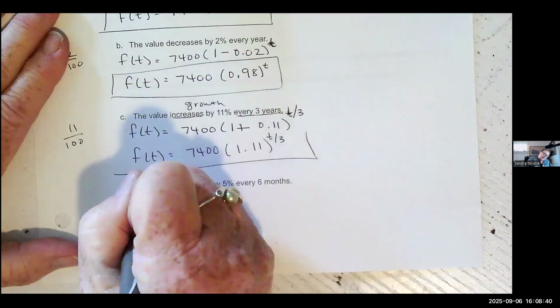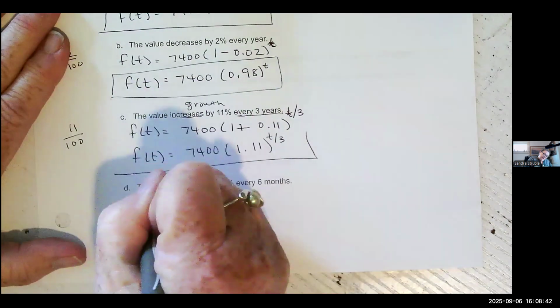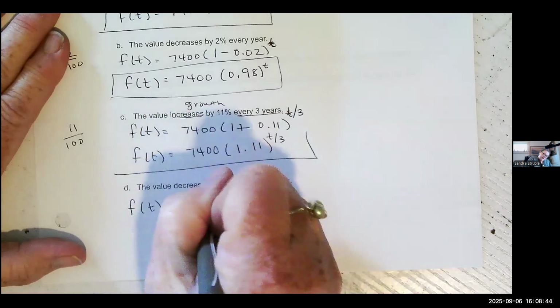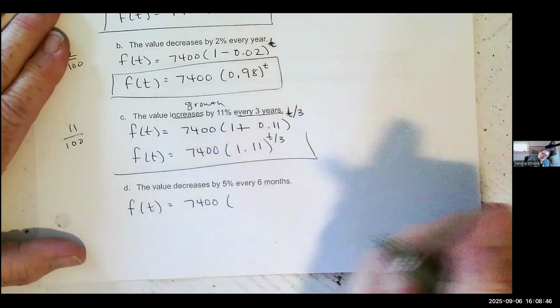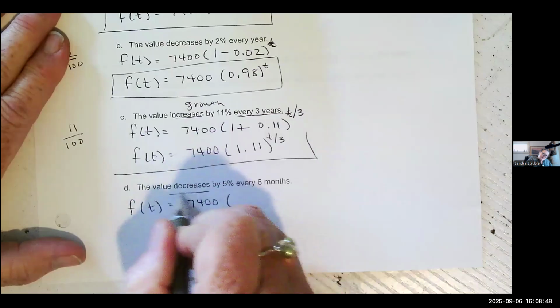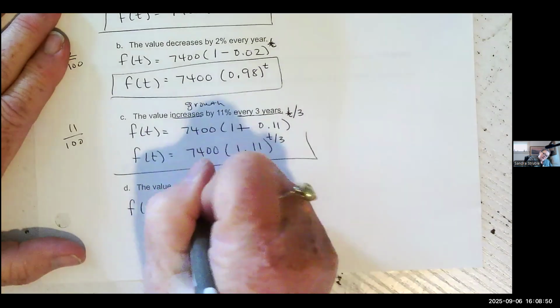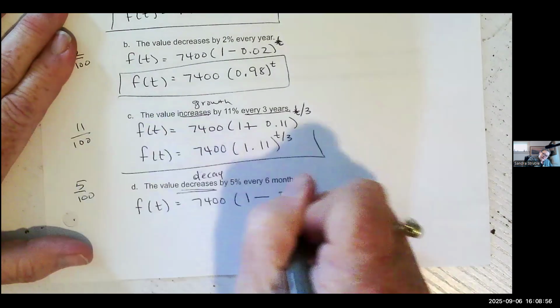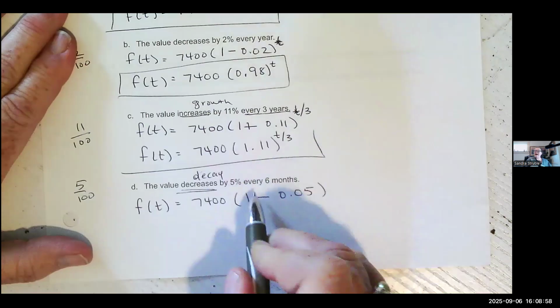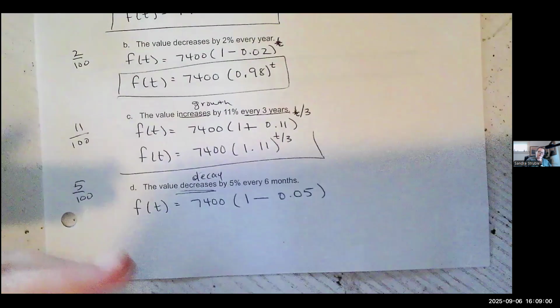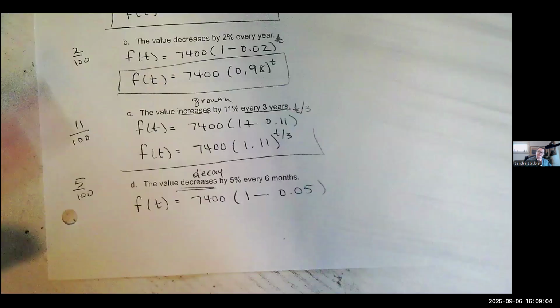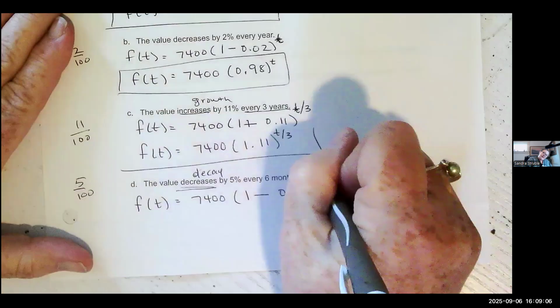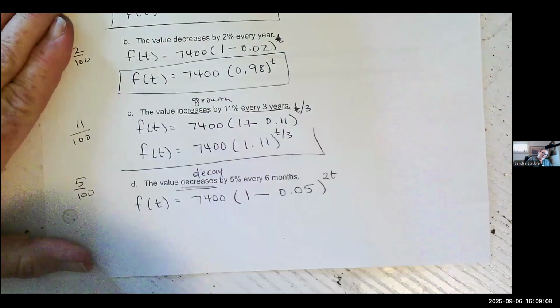And then the last one, again, I hope you're pausing yourself and attempting this yourself before you come and do it with me. This one's decaying because it's decreasing by 5%. So it's 1 minus 5 divided by 100 is 0.05. And this one's every 6 months. And I told you every 6 months, it happens twice a year. So that's 2x for my exponent. So 2t, caught that time.